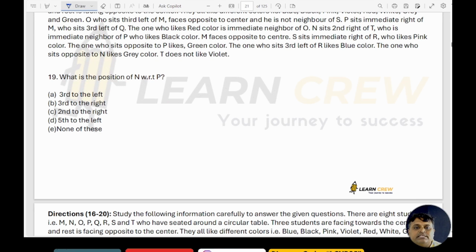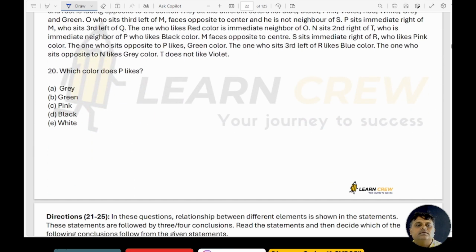Next, what is the position of N with respect to P? N with respect to P is third to the left. So option A. Which color does P like? P likes black.